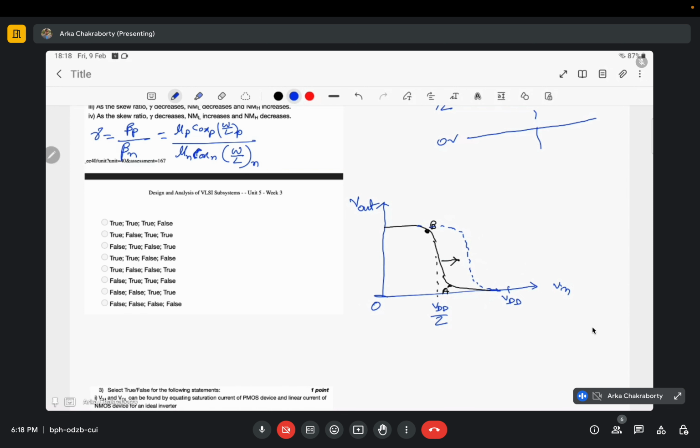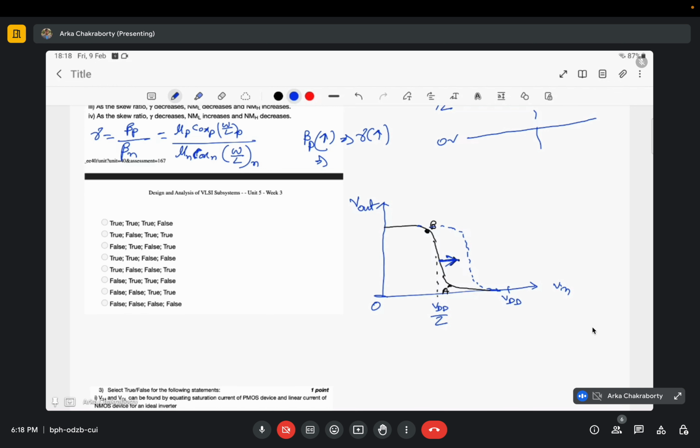You are increasing the strength, meaning you are increasing the W of PMOS. So my beta P will increase. That is, if beta P is increased, it implies my gamma has been increased, which implies my PMOS will try to charge it much earlier, and that's why my VTC curve shifts to the right hand side. We have already seen that in great detail in the last class.